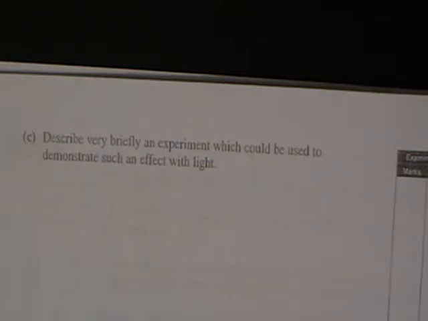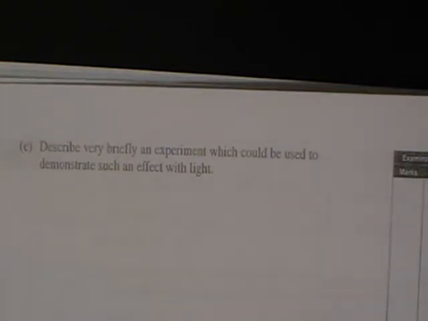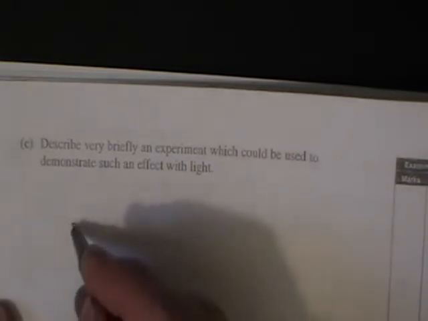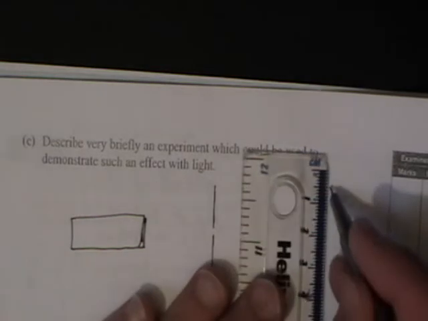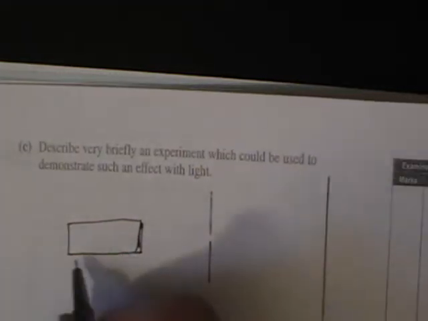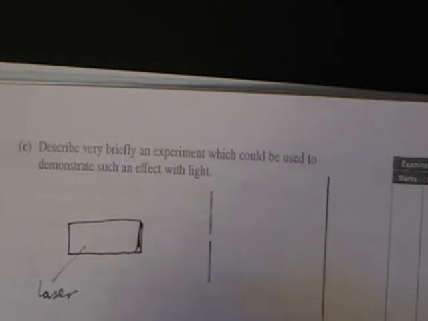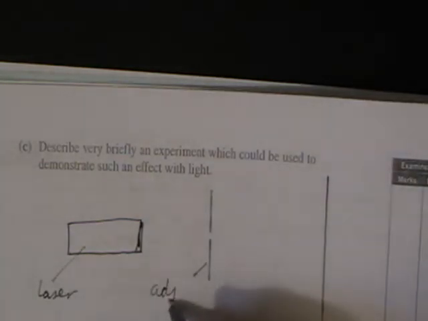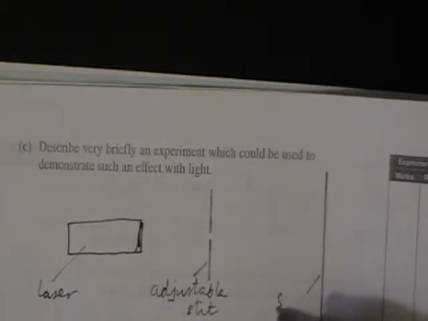Describe very briefly an experiment then which could be used to demonstrate diffraction with light, and that would be very simply, well, you could have a laser shining onto a single slit right here, an adjustable slit, and then a screen. So that's the laser, this is an adjustable slit, and then this is a screen.